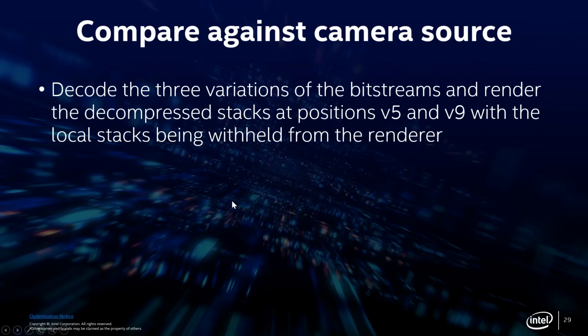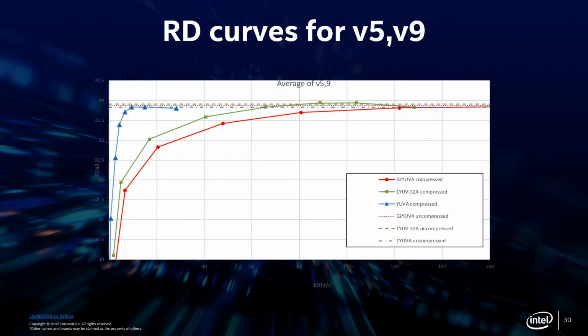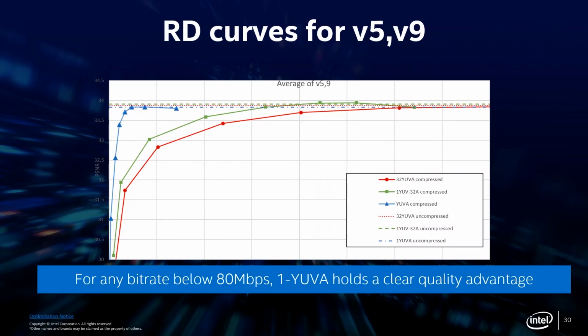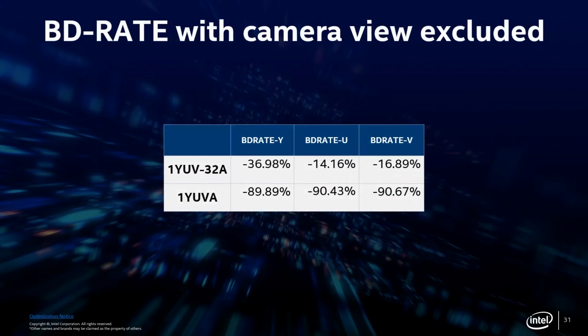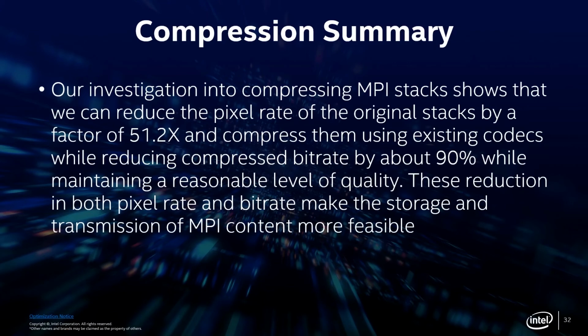And so we do the same sequence of experiments here in graphs, now looking at the camera positions V5 and V9. And we see a similar story here. And so again, any bitrate below 80 megabits per second, 1YUV alpha holds a clear quality advantage. And we see that reflected here in the BD rate for these same viewpoints, View 5 and View 9, with the local cameras withheld.